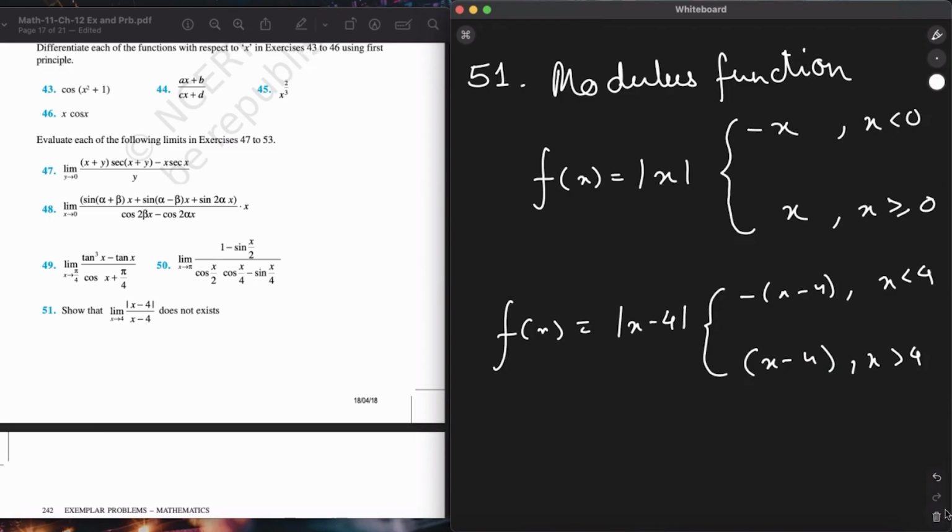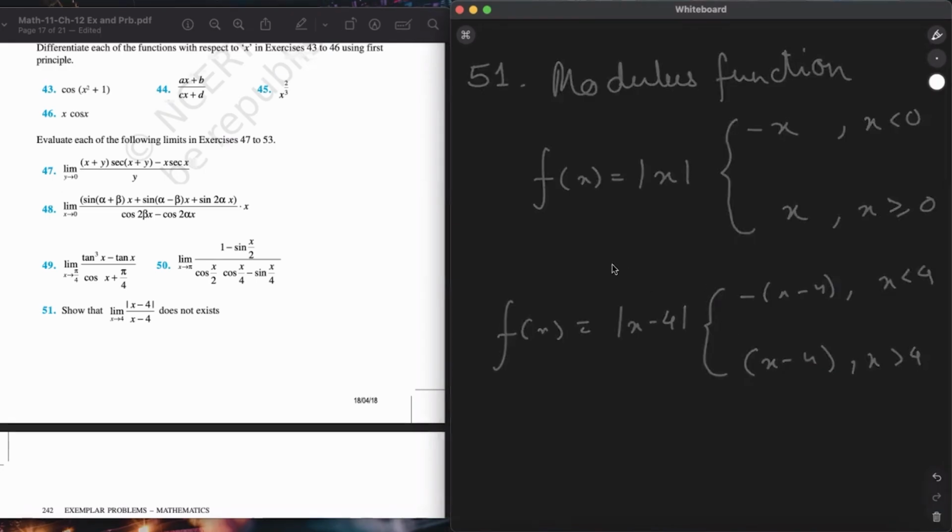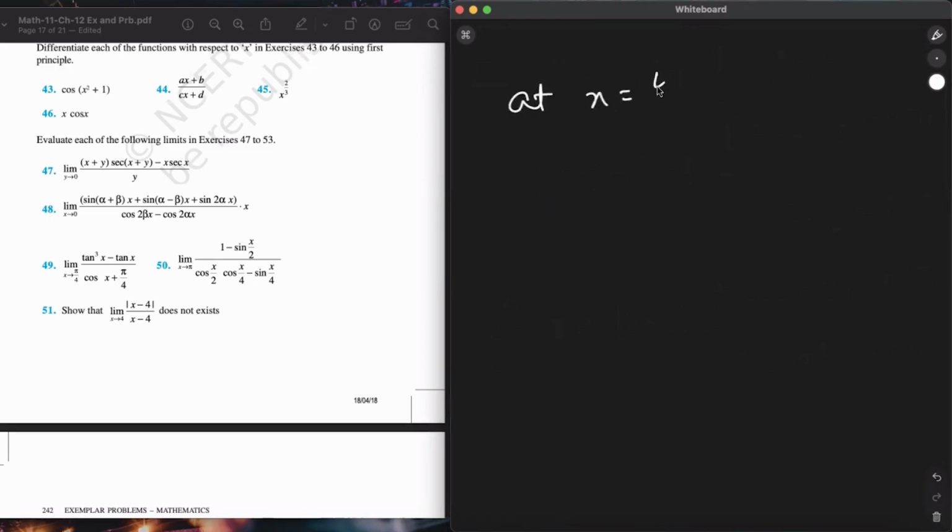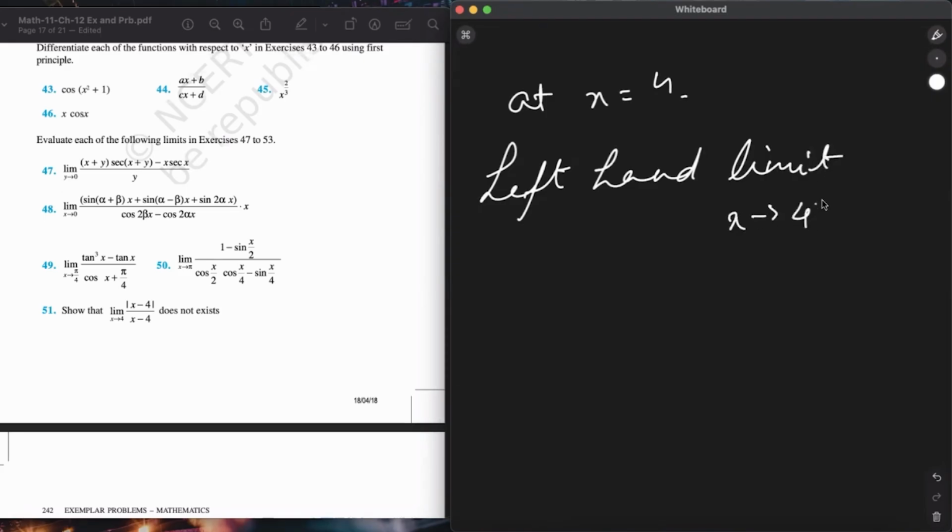We have to show that the limit does not exist, right? So at x equals 4, I'll be approaching from the left hand side and the right hand side as well. Let's approach from the left hand side. So the left hand limit is x tends to 4 minus. We stop slightly before we reach 4. If this is your number line, this is the number 4, we are moving like this from the left hand side. We just stop like here. The distance between these two is very less, epsilon.